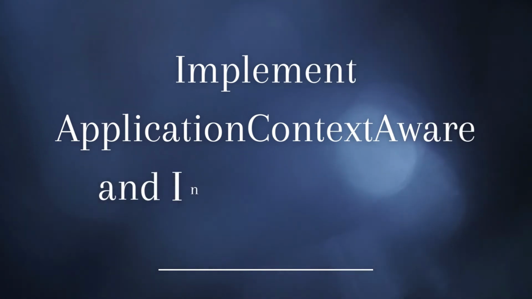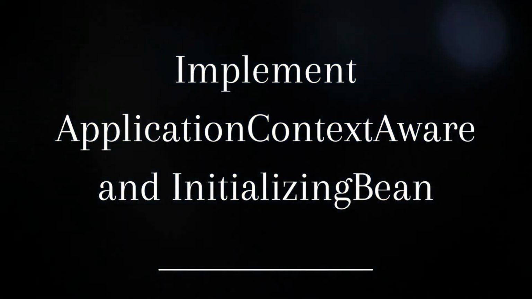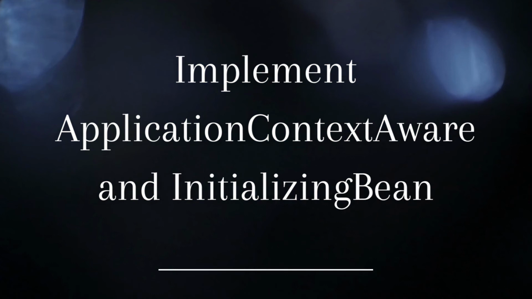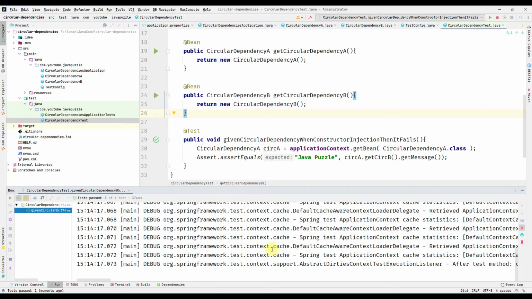Then there is a fifth one, which is to implement ApplicationContextAware and InitializingBean. If one of the beans implements ApplicationContextAware, the bean has access to the Spring context and can extract the other bean from there. By implementing InitializingBean, we indicate that this bean has to do some action after all its properties have been set. In this case, we want to manually set our dependency.